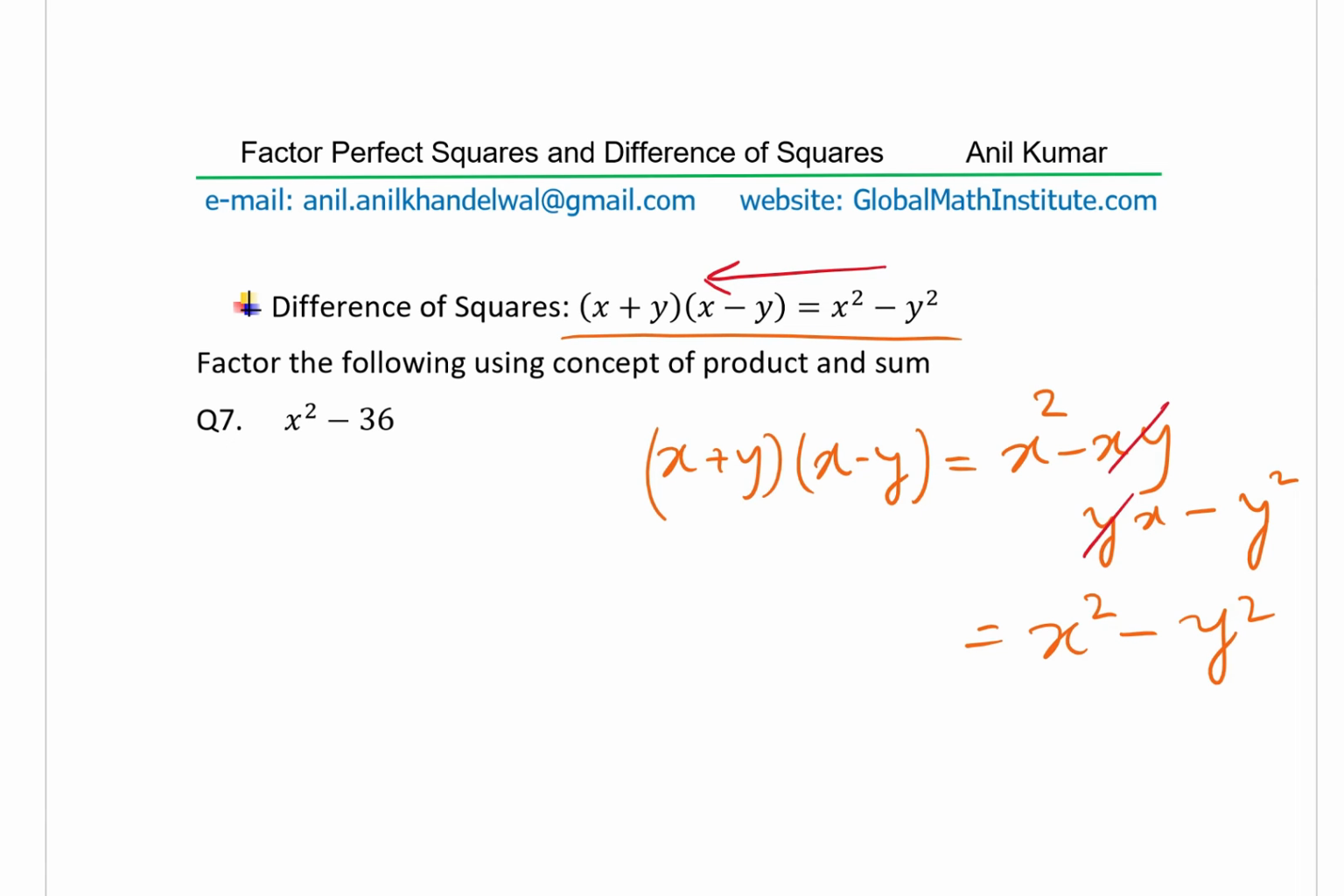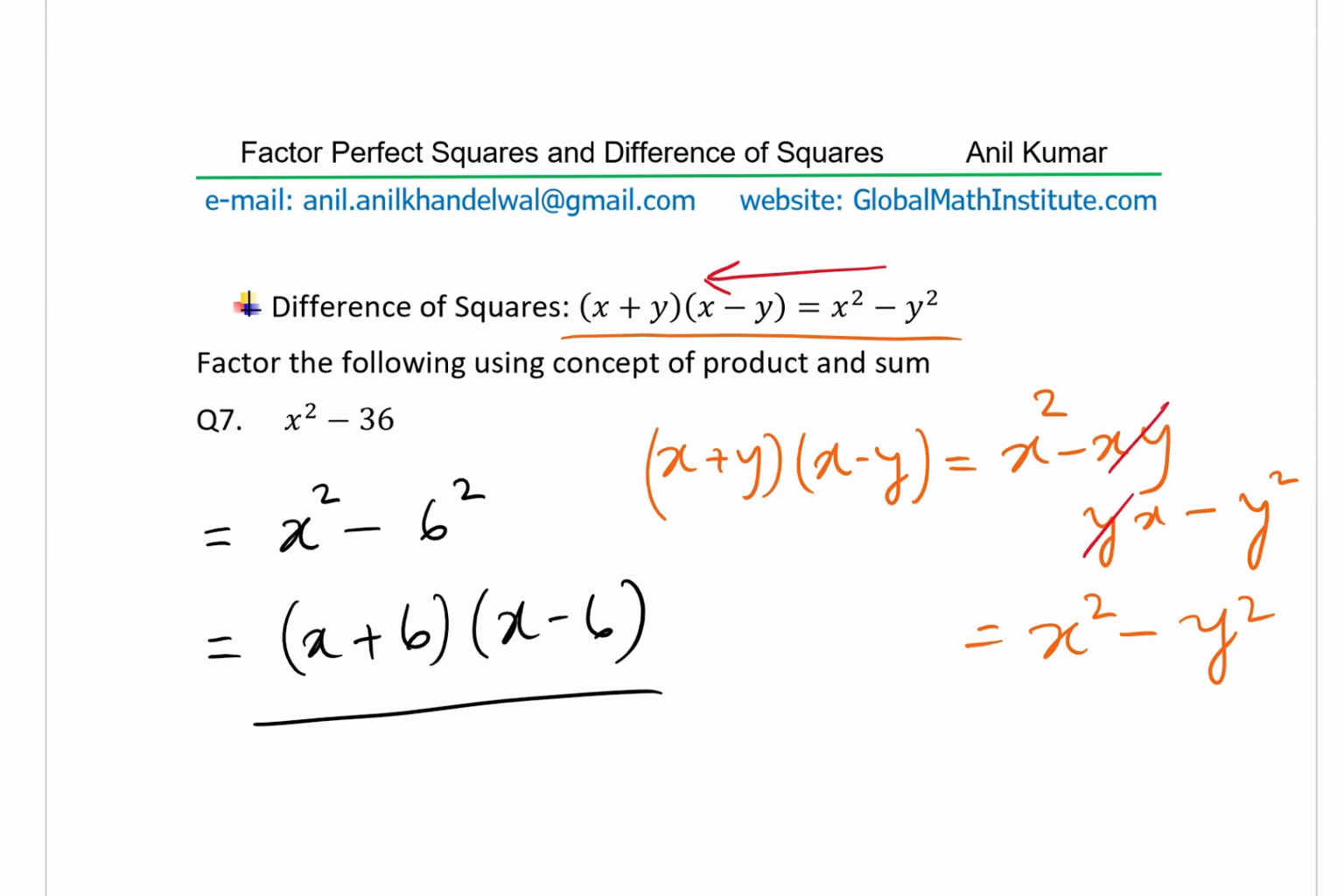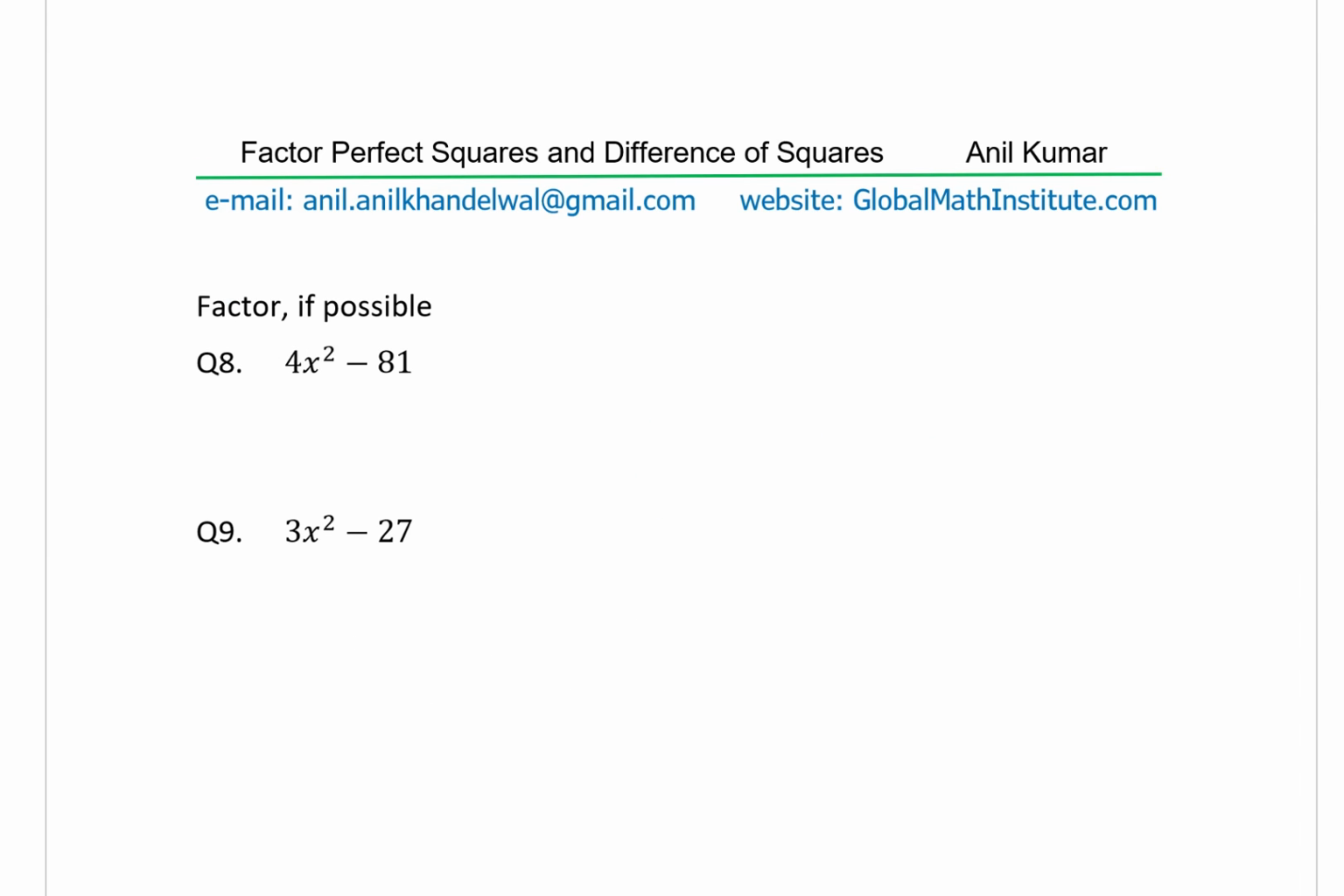So now here we have x squared minus 36. We need to factor. Think like this, x squared minus 6 squared, and it can be written as x plus 6 times x minus 6. You're done. That is how you have to do it. Let's take up the next one. We have two more. Very simple. We can write 4x squared minus 81. 4x squared reminds us of 2x whole squared, and 81 is 9 squared. That means we can write this as 2x minus 9 times 2x plus 9.